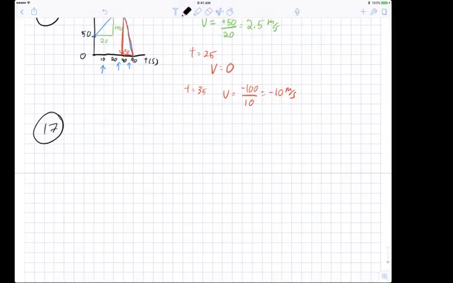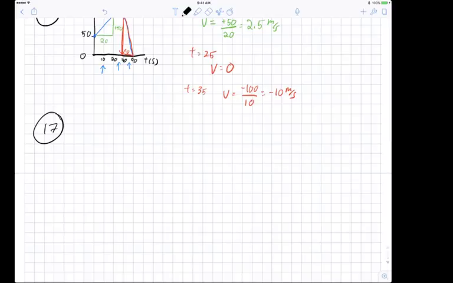Question 17 goes like this. Picture 2.17 shows the position graph of a particle. Draw the particle's velocity as a function of time. Does this particle have a turning point? If so, what time or times? Oh. Huh. That's a fun question.